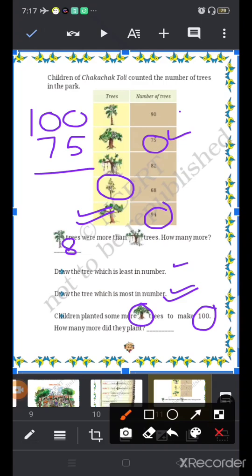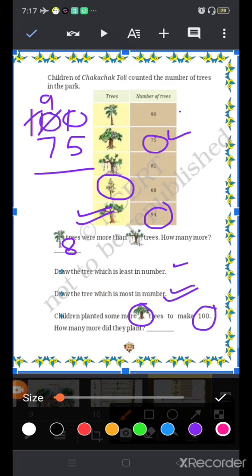So how will we subtract? 0 minus 5. Can we subtract 5 from 0? Is it possible? No. So we'll borrow one from 10. This 10 will give one to this one. This becomes 10. Now this 10 will give one to this. This becomes 10 and this becomes 9. Okay. Now 10 minus 5. After 5, we'll count up to 10. 6, 7, 8, 9, 10. How many finger parts have you counted? 5. So we'll write here 5.